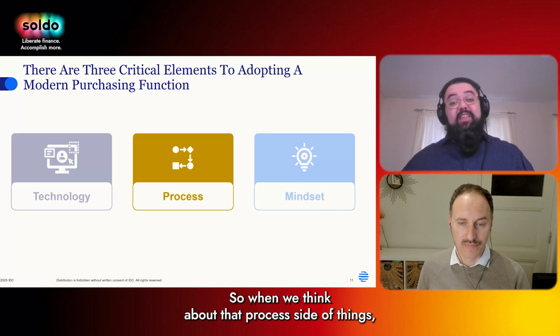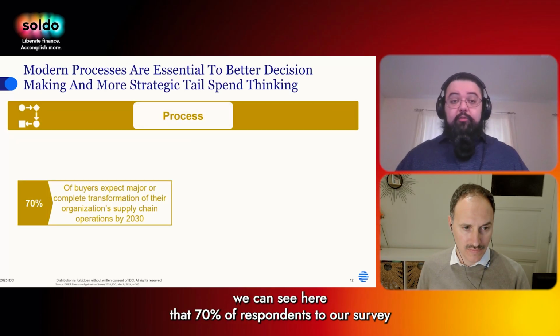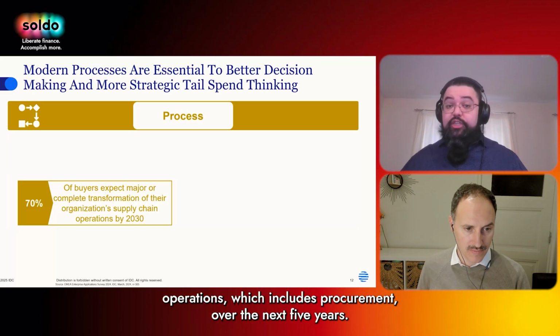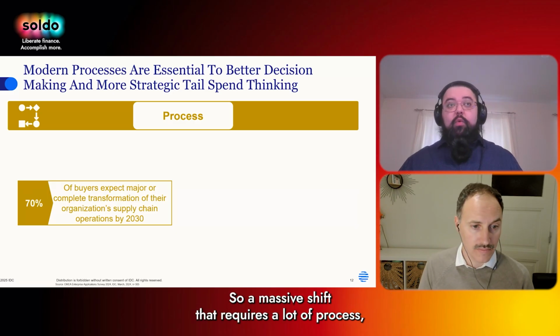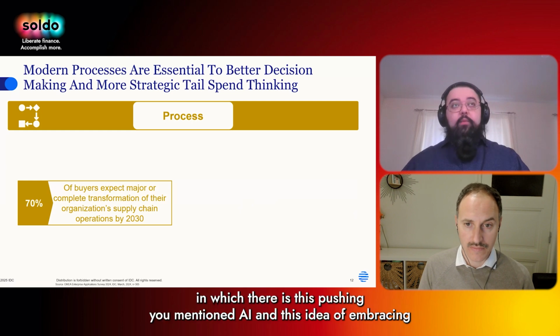So when we think about that process side of things, we can see here that 70% of respondents to our survey have said that they expect there to be a major overhaul in their supply chain operations, which includes procurement, over the next 5 years. So a massive shift that requires a lot of process modernization within these organizations as well.